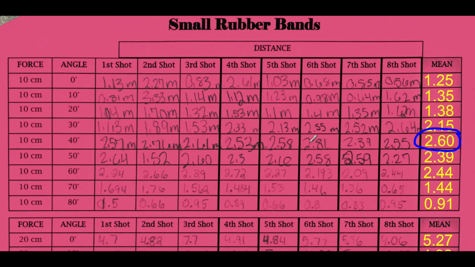So not quite as far as I need to go, but at least it was a consistent distance for us. That was with 10 centimeters and 40 degrees. We know if we go up to 50 degrees, it actually started going a shorter distance. It didn't go as far.